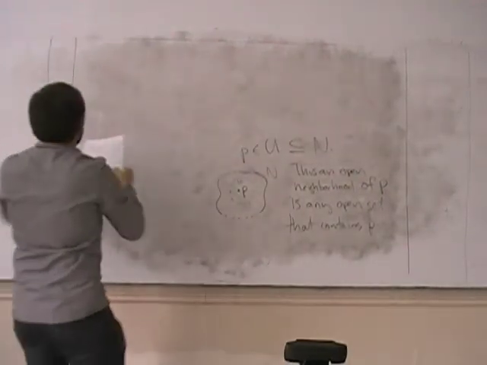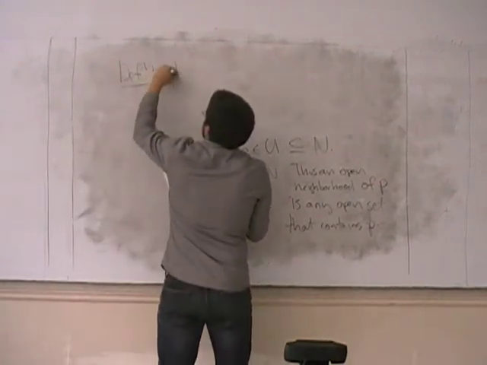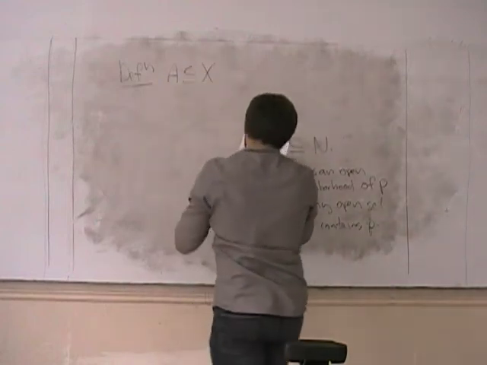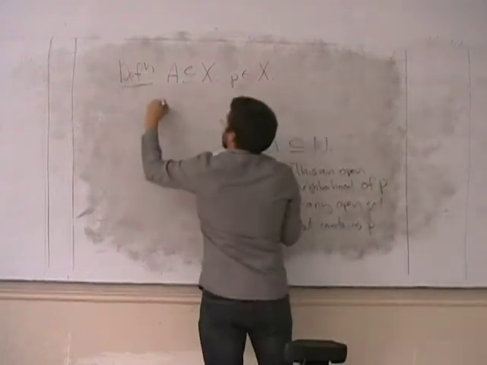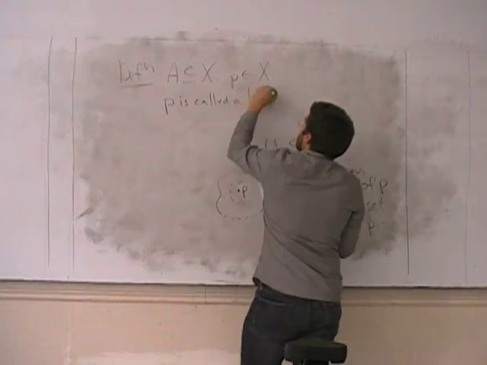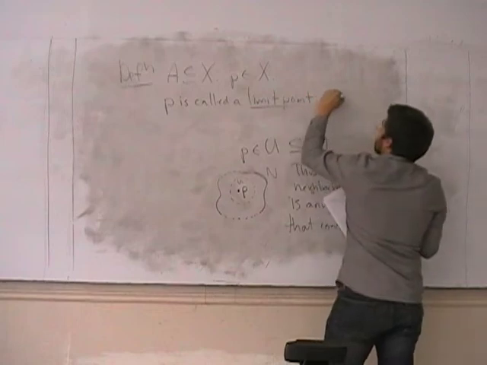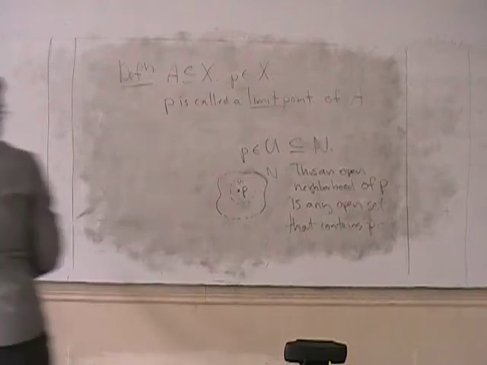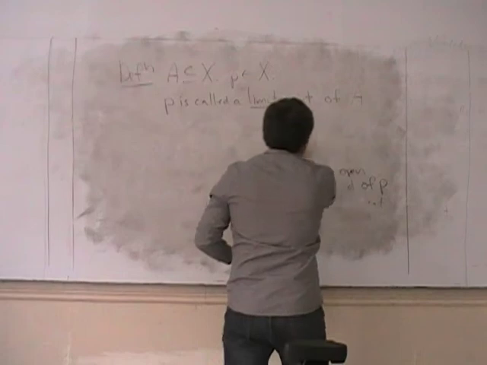Okay, now this one is truly a definition, not just terminology. Definition. So I have a subset A of X. I have a point P in X. P is called a limit point of A. So you can even say this simply just in words. You just have to remember what the definitions are.